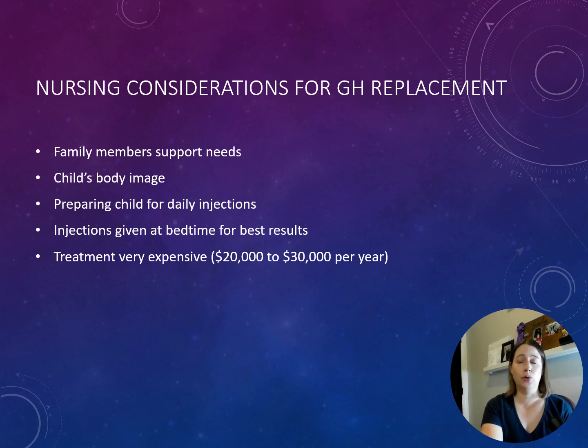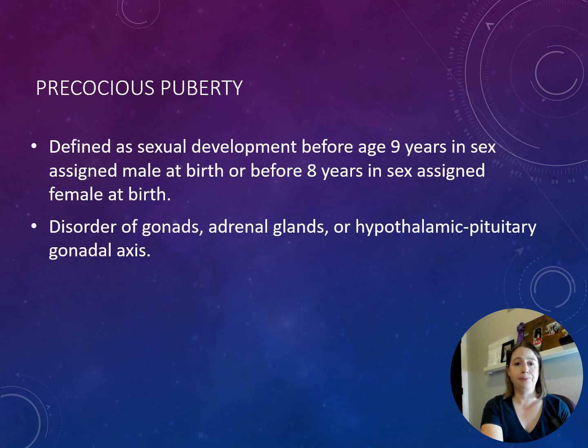Growth hormone replacement is also really expensive, okay? Depending on their insurance coverage and their financial resources, it might not even be an option. It's important to note that it's about $20,000 a year, and this is till the kids are 14 to 16 years old. So this is not a short-term treatment, and it can be inaccessible for some families.